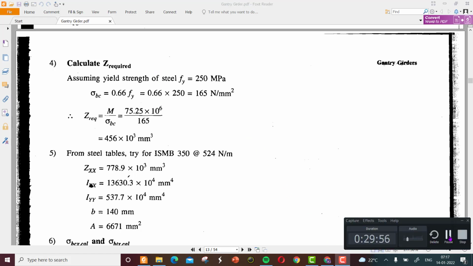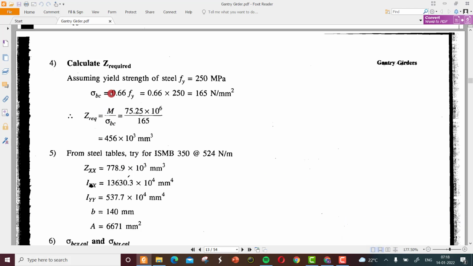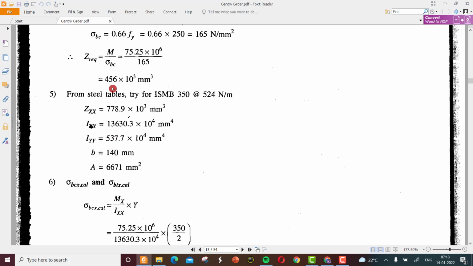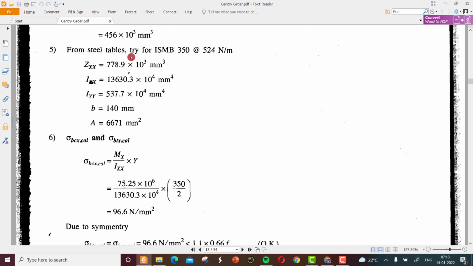The yield strength is assumed as 250 megapascal and sigma BC is equal to 0.66 into Fy. I'm not telling these minute details or showing them in the code, as you have already done the steel course. So we have sigma BC of 165. Z required is total bending moment divided by sigma BC. So you are in need of 456 into 10 power 3 mm cube section modulus, and we can take the section from the IS table.